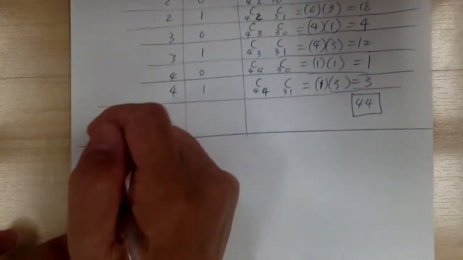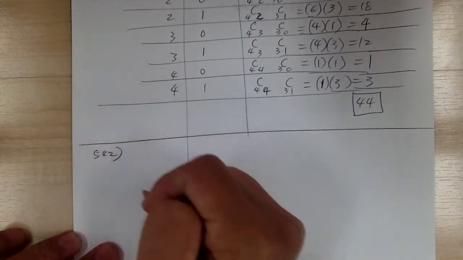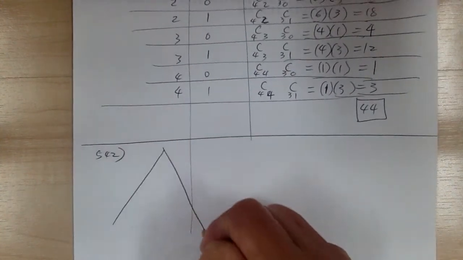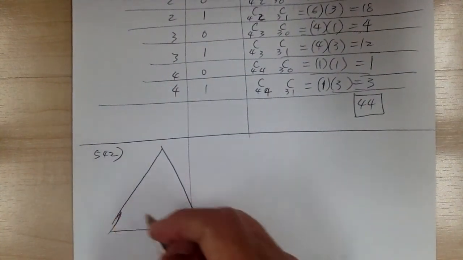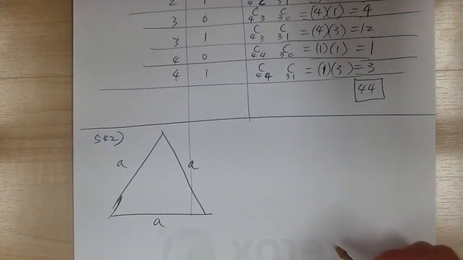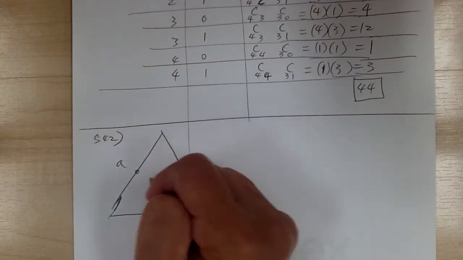Okay, let's go to 542. Okay, equilateral triangle with a side A. A new equilateral triangle is formed by joining the midpoint of each one.